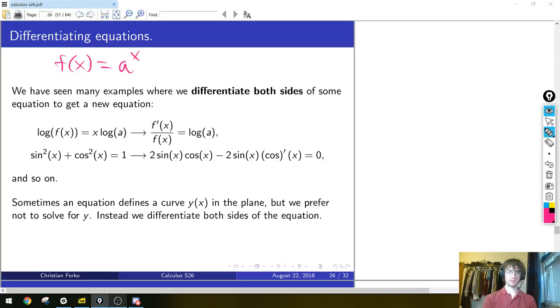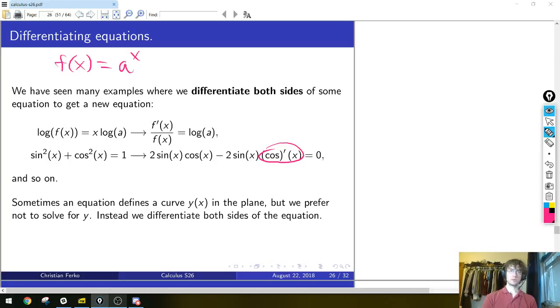and log a on the right. We also did this in that exercise where I said pretend we don't know what the derivative of cosine is, but we know what the derivative of sine is. Then write down sine squared plus cos squared is 1, take the derivative of both sides, chain rule, to get 2 sine x cos x minus 2 sine times this unknown derivative of cosine. And on the right side, the derivative of 1 is 0. And we use that to supply a different proof that cos prime is minus sine.